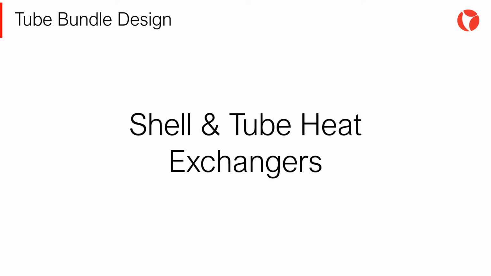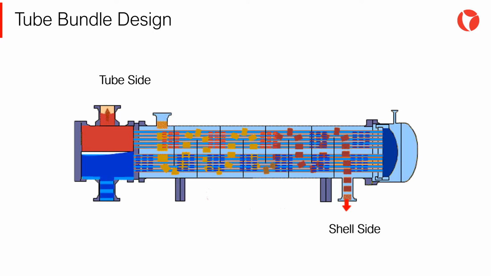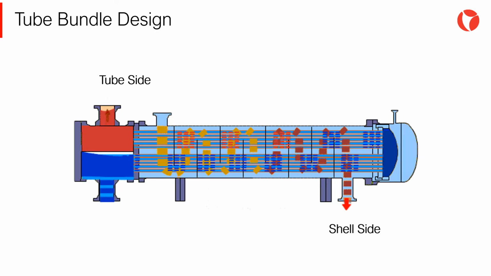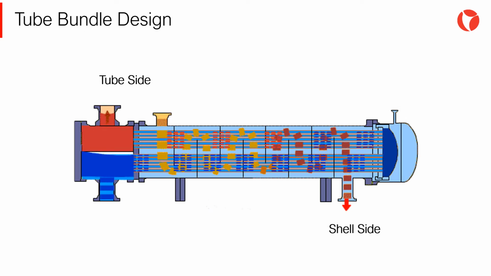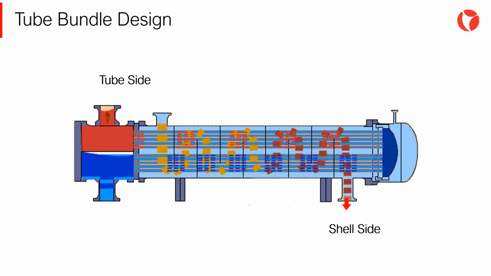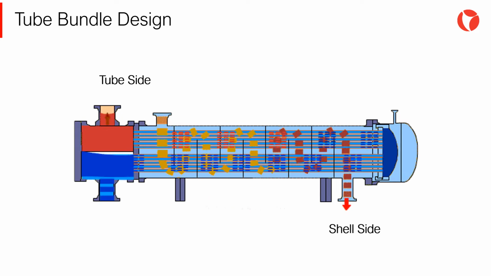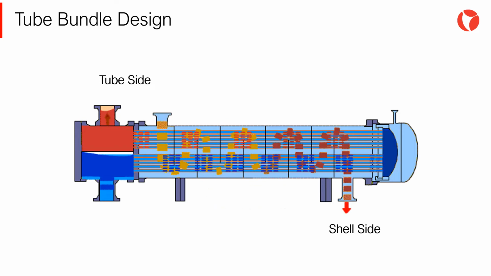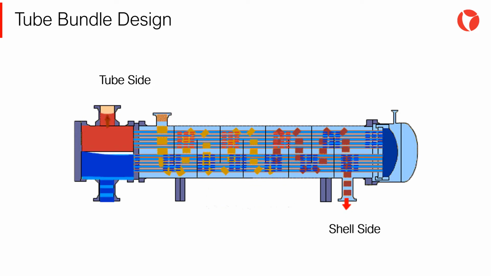In a shell and tube heat exchanger, two fluids circulating at different temperature conditions exchange heat through the walls of the tubes, without direct contact between the fluids. In order to understand the configuration of this type of equipment, it is necessary to bear in mind that there are two different fluids circulating inside the exchanger without mixing. For this reason, the equipment is divided in two circuits, tube side and shell side.